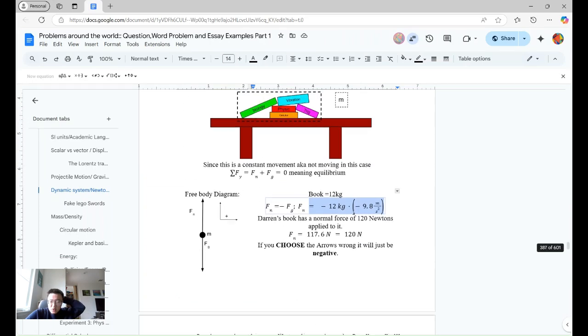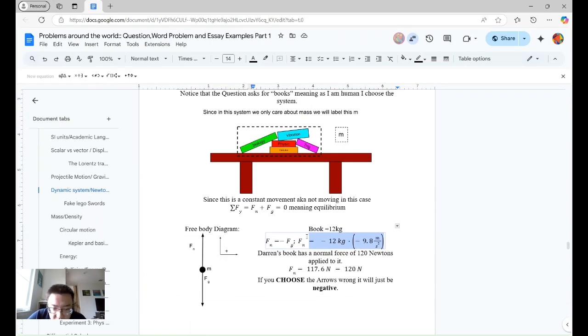I want to talk about a few things I changed. The first thing I changed is I noticed that I made a mistake here. When you have Fn plus Fg, because you didn't specify the magnitude, you have to say Fn equals negative Fg. And what happens is that negative 9.8 cancels out with a negative, getting a positive, which is 120. Okay, so that's what really happened.